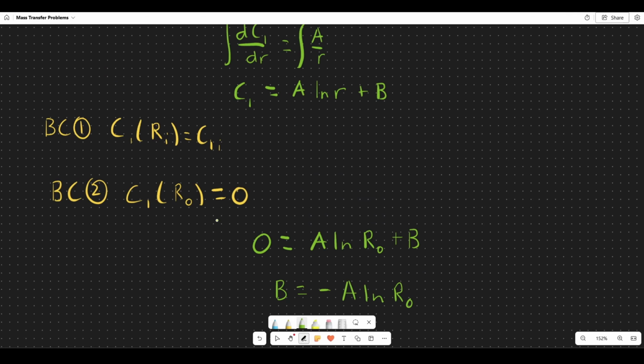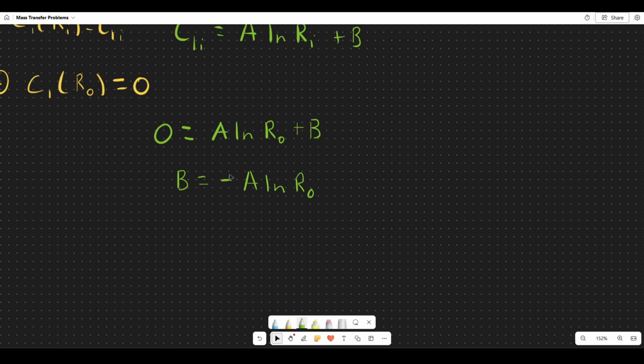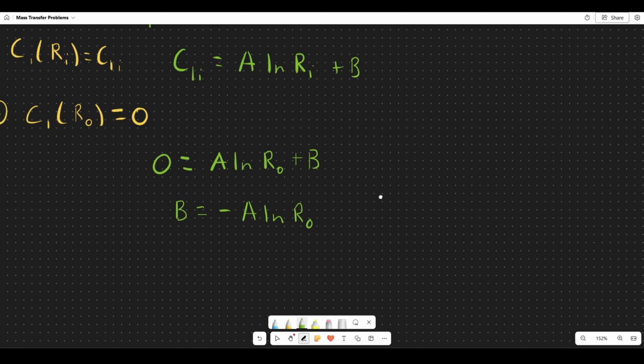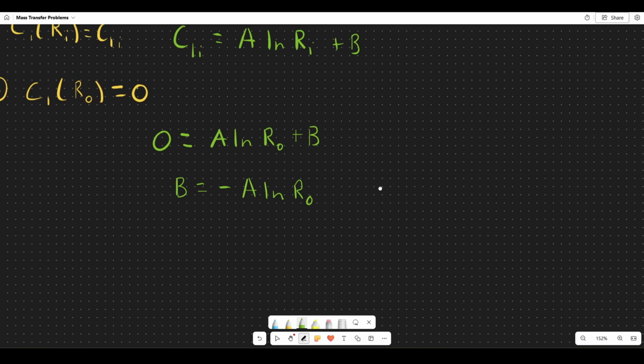And let me also plug in this one. So if we get c1i equals a ln ri plus b. Okay, so now that we know these two equations, we can plug what b is into this equation and start solving, right? So let's go ahead and do that.